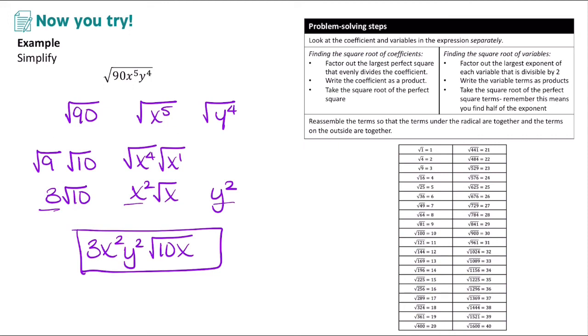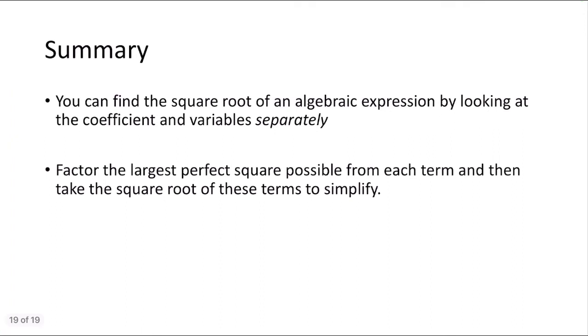So you can find the square root of an algebraic expression by looking at the coefficient and variables separately. Factor the largest perfect square possible from every term, and then take the square root of these terms to simplify.